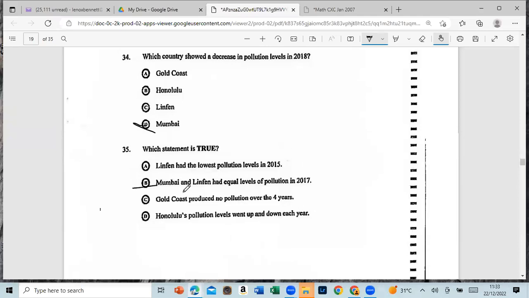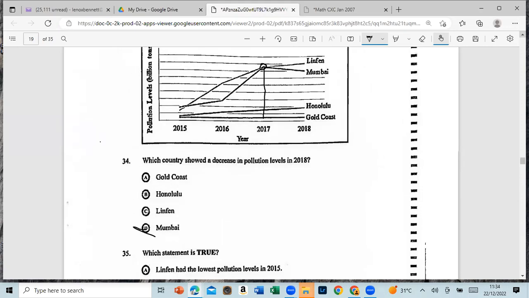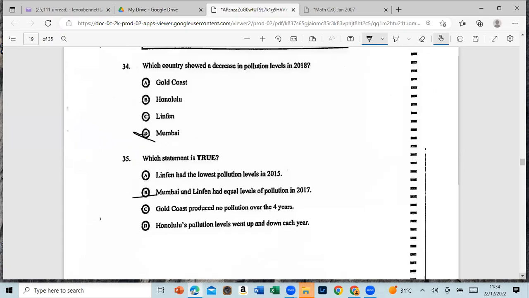Let's look at the other ones. Gold Coast produced no pollution over the 4 years. That is not correct because the chart is not at 0. See it? If it had produced none, it would have been at 0. But it's above 0. So it did have pollution.